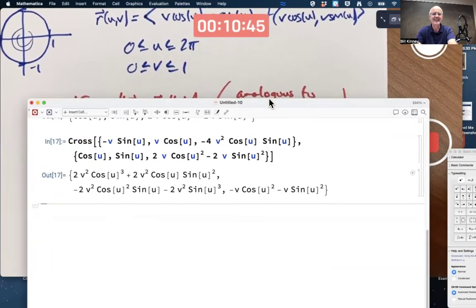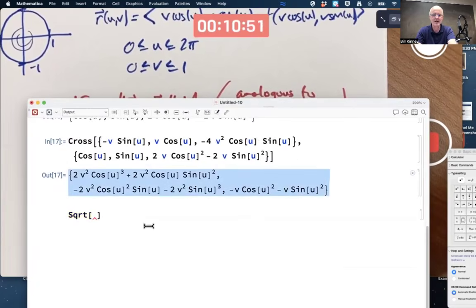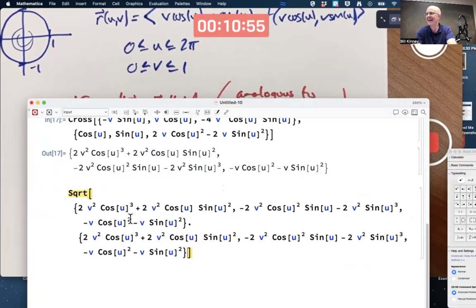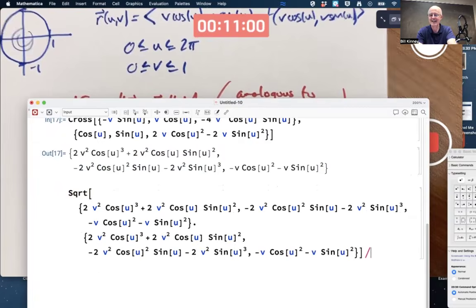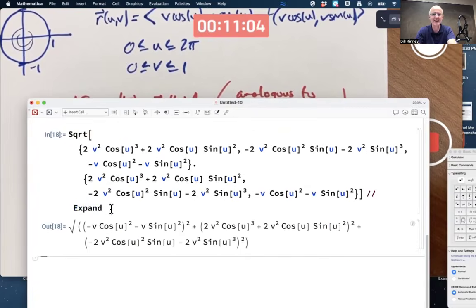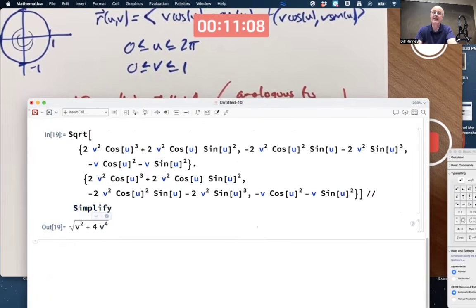All right. There's the cross product. Taking the square root of that cross product dotted with itself is the thing that needs to get integrated. And maybe expand will simplify it. Maybe not. Maybe simplify. Okay, that one simplifies fairly nicely. Amazingly.